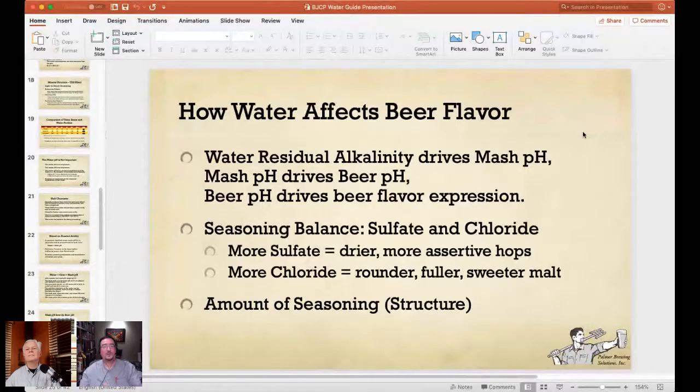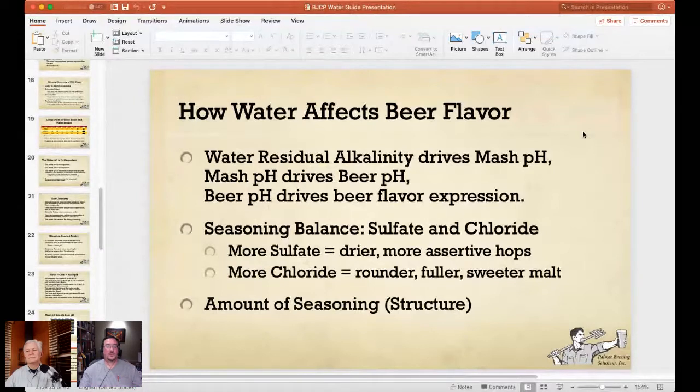Next, we talk about the seasoning balance. Are we trying to accentuate the hop character of the beer for a hoppy beer, or accentuate the malt character of the beer for a malty beer? Or are we going to balance the sulfate and chloride so that we end up with a more balanced beer flavor? Again, it's seasoning. It is not going to change the flavor of the beer. It is simply going to accentuate the flavors that are already there.